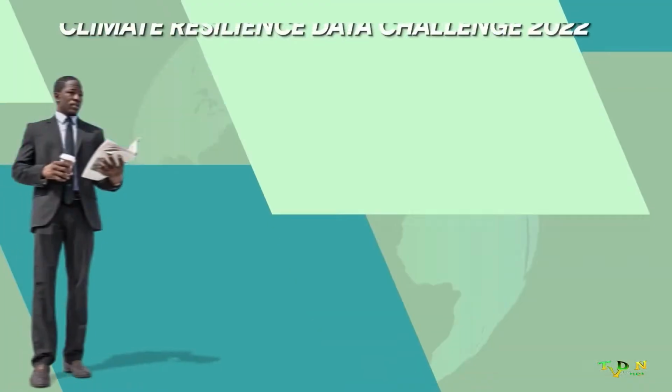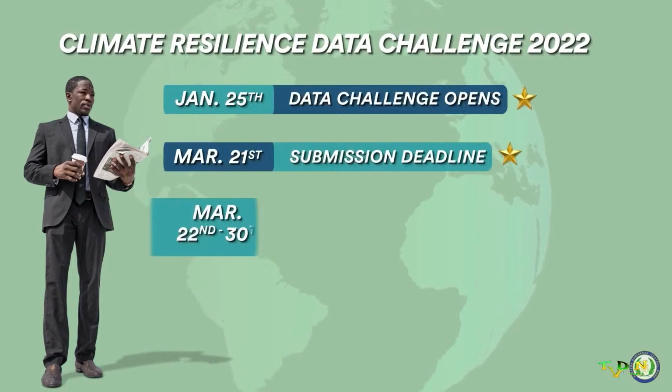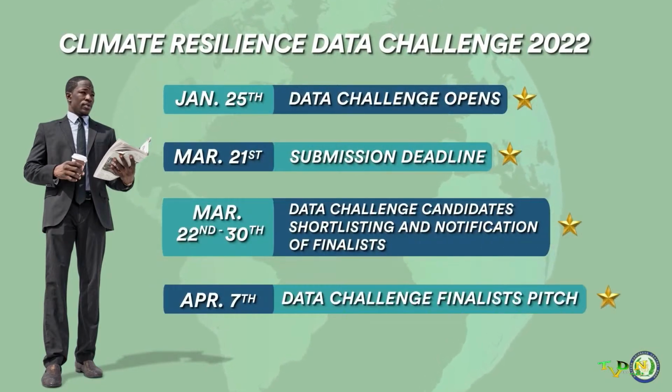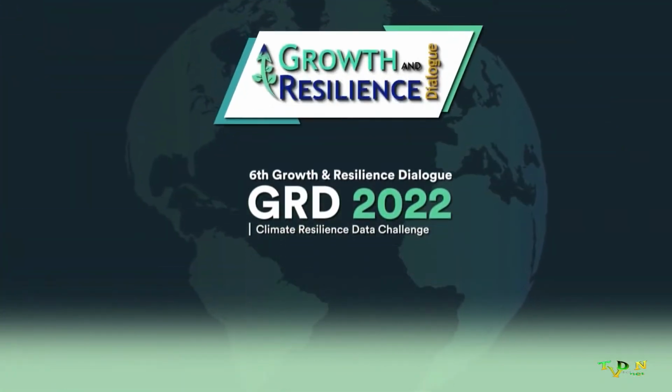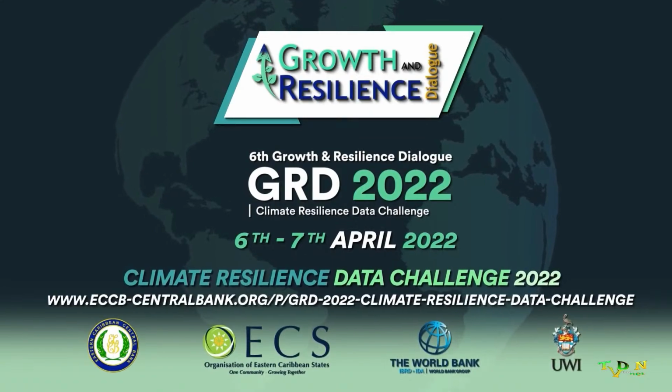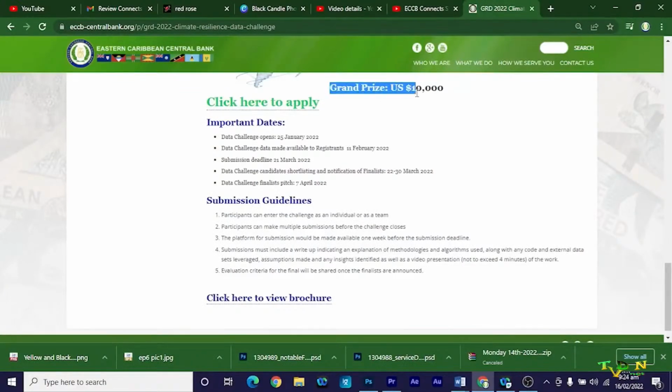And the data challenge candidate shortlisting and the finalists will be the 22nd to the 30th of March, and the data challenge finalists will be announced on the 7th of April. So all this great, rich information is on the website for interested parties, but the first step is to register. So we have that information and we could begin immediately to communicate with the teams. I am mindful of the dates you have mentioned, and I trust that our audience is paying attention to those key dates. Now, tell me about the prize fund assigned to the winning team.